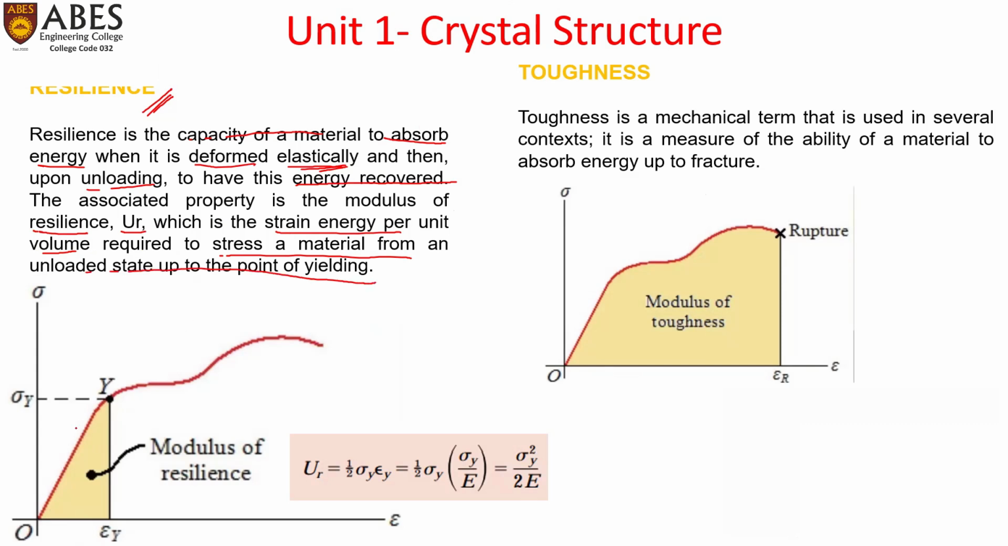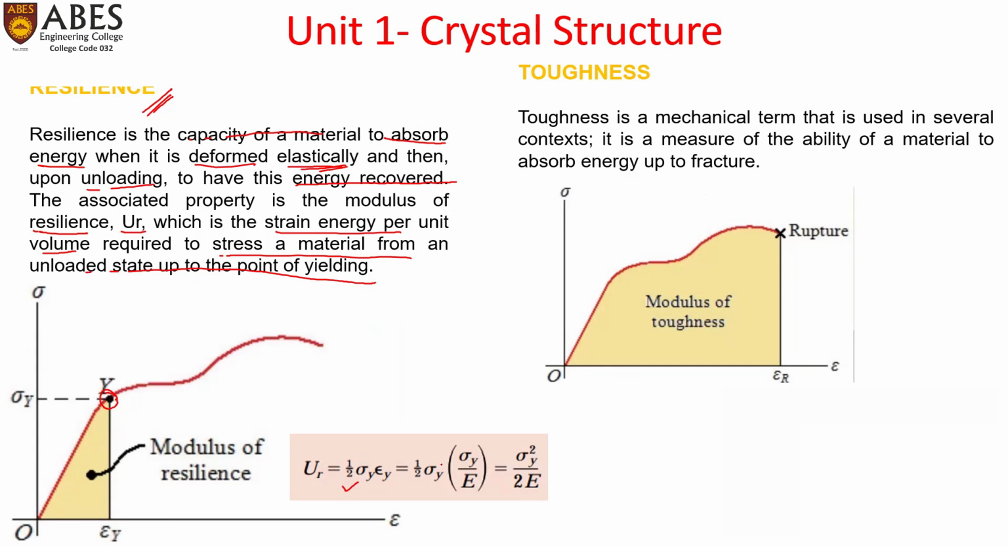So since this is the area under the curve till the yield point, and up to the point of yielding, this is called the modulus of resilience. And if we calculate this UR as half into base into altitude, if it is considered as a triangle, if this is considered a straight line, then this would be the hypotenuse, this is the perpendicular, and this is the base.